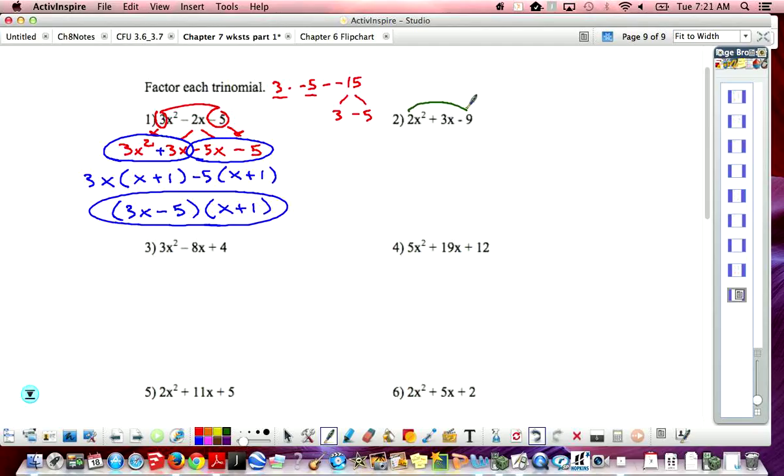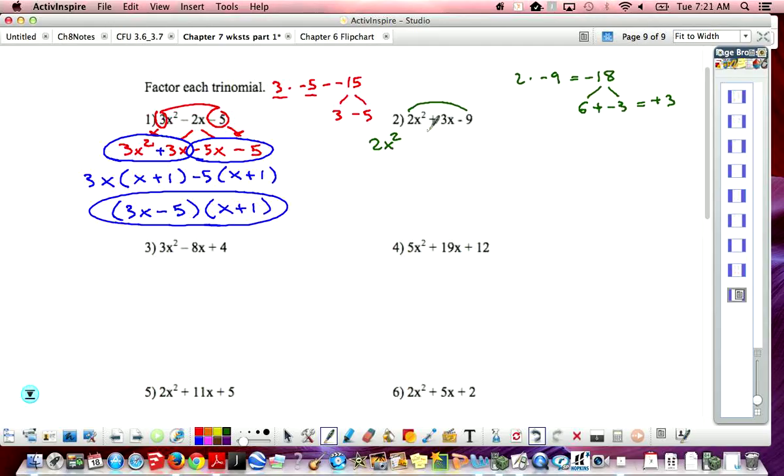We'll multiply these 2 terms together first. So 2 times negative 9 is negative 18. So now I need to think of factors of negative 18 that add to positive 3. So I must have 6 times negative 3. Those 2 add to positive 3 if I were to add those together. They multiply to give me negative 18, but they add to give me positive 3.